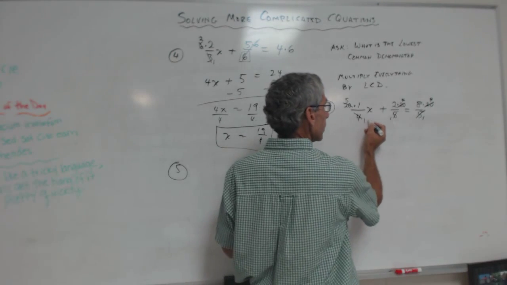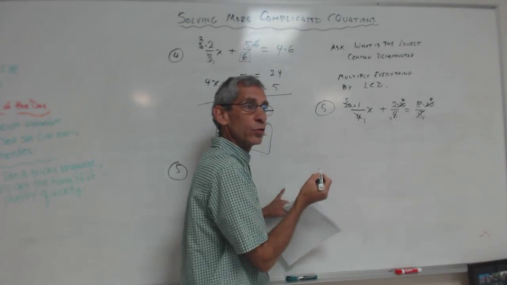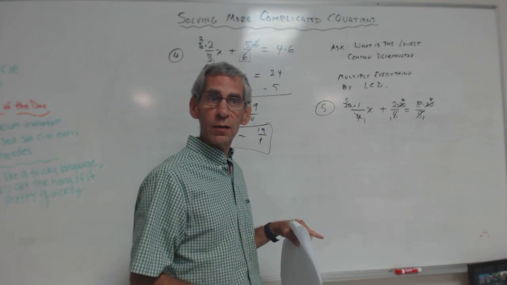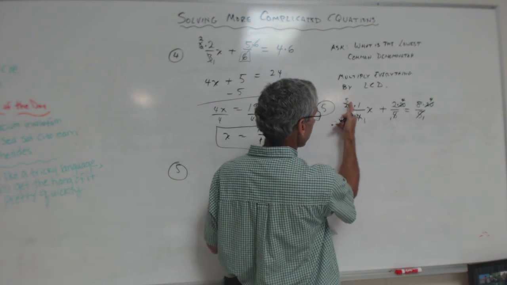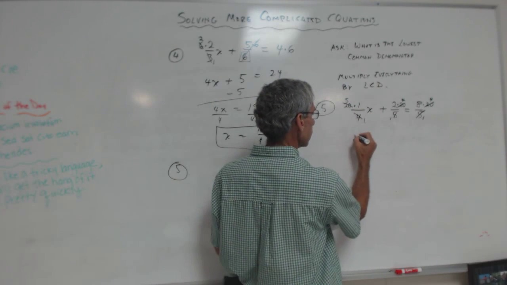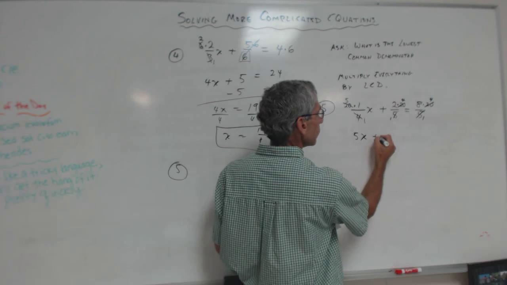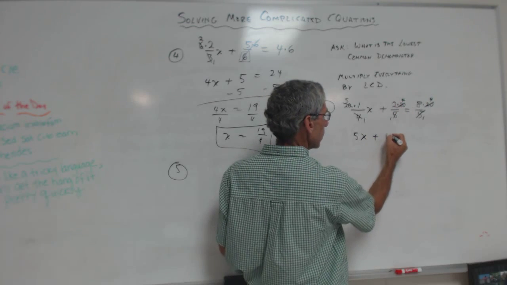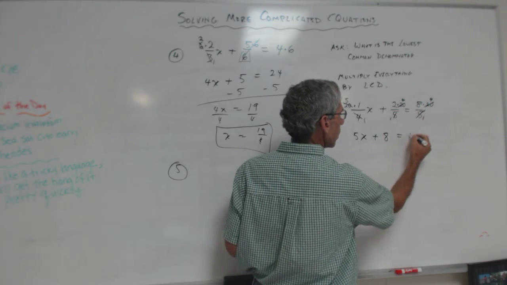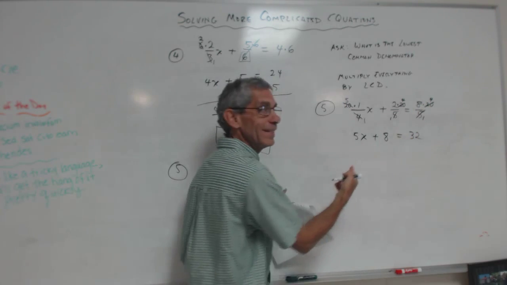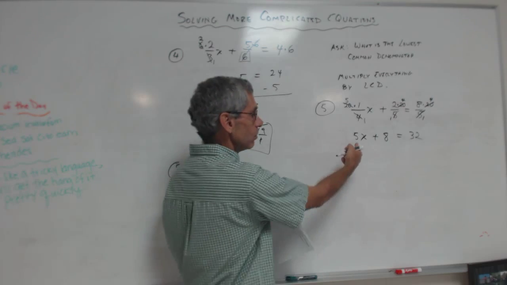Now, look, all my denominators are 1s, which means I don't even need them, right? Whenever you have 1 down below, I don't need it. So all I do is do 5 times 1 and then an x. So 5x plus 2 times 4, 8 equals 8 times 4, 32. Now it's easy, right? You know how to do these, right?